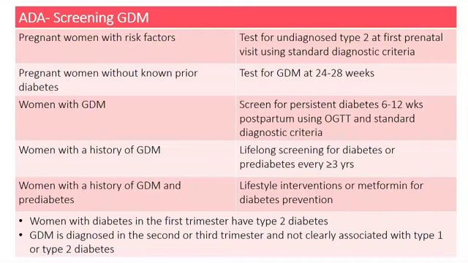Women with a history of GDM, remember, are now at risk for diabetes, with lifelong screening every 3 years with the A1C. History of GDM and pre-diabetes, they need lifestyle intervention or metformin for diabetes prevention. Women with diabetes in the first trimester, we're talking about type 2 diabetics. We're not talking about GDM. Now it's pre-gestational. And GDM is diagnosed in the second or third trimester, which is not associated with type 1 or type 2 diabetes.